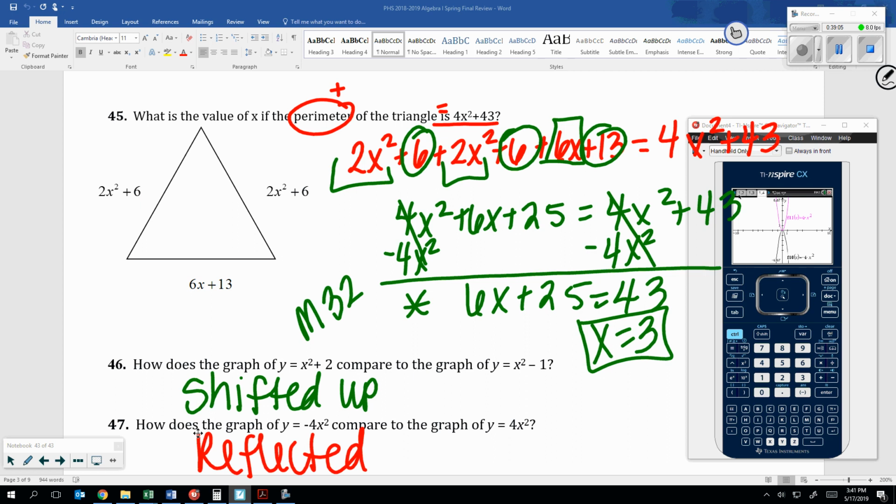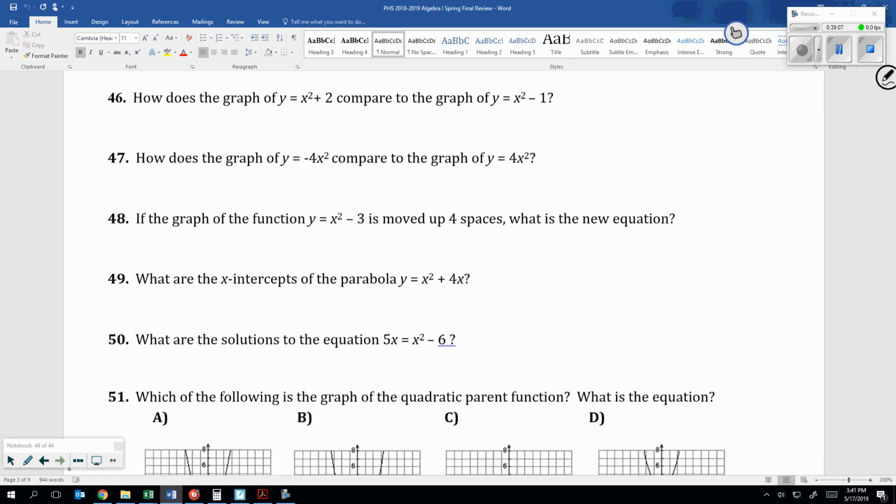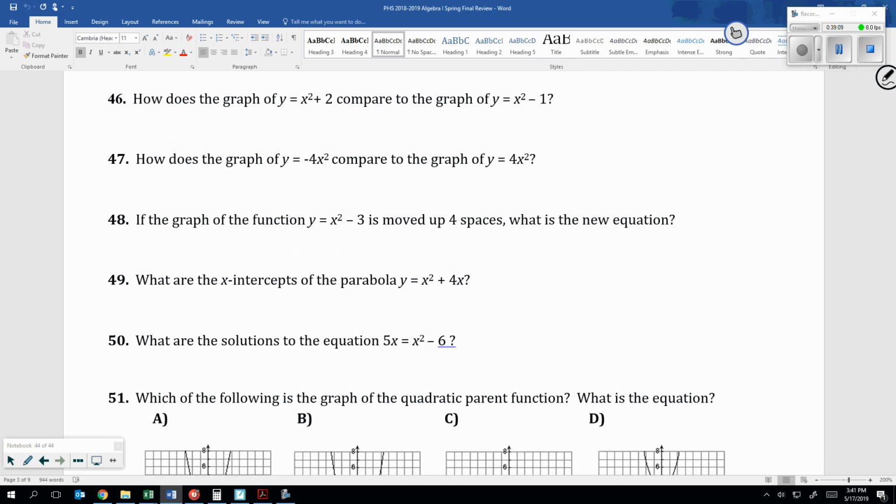48. If the graph of the function y equals x squared minus 3 is moved up 4 spaces, what is the new equation? So all I have to do is add 4. So negative 3 plus 4 is just a positive 1, so my new equation is y equals x squared plus 1.